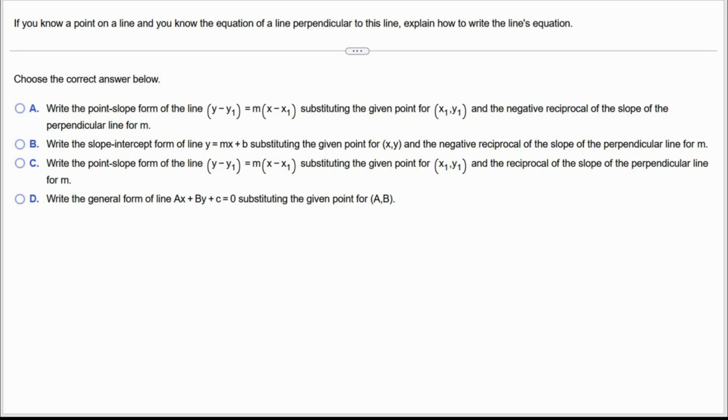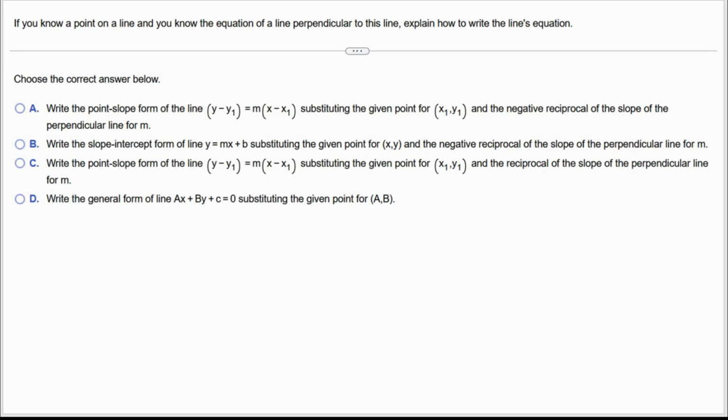All right. What about this one here? If you know a point on a line and you know the equation of a line perpendicular to this line, explain how to write the line's equation. Let's see. So here they say, first write the point slope form of the line. Substituting the given point for x sub 1 and y sub 1, and the negative reciprocal of the slope of the perpendicular line for m. All right. Let's keep reading.